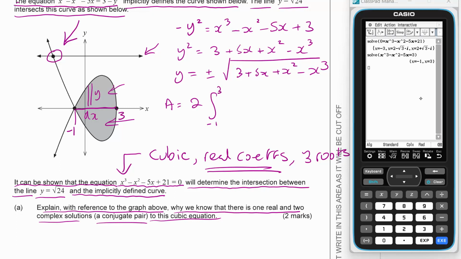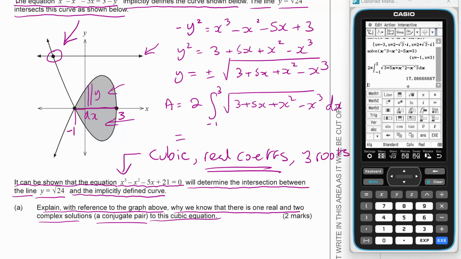So we'll go -1 to 3 of the square root of 3 plus 5x plus x squared minus x cubed dx. And we'll calculate that. So I've calculated that and it gives me 17.067 correct to the accuracy required.